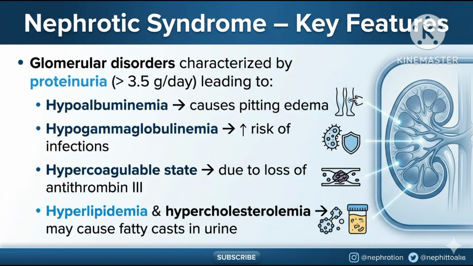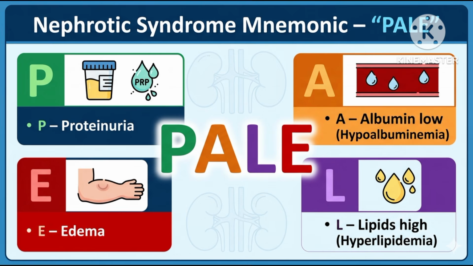These are the glomerular disorders characterized by loss of protein in urine. Protein loss is more than 3.5 gram per day. 4 things you should remember about nephrotic syndrome: proteinuria, low albumin, high lipid, and pitting edema.